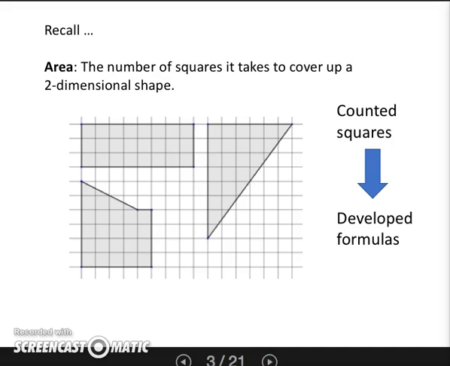Recall when we introduced the idea of area that we defined area as the number of squares it takes to cover up a two-dimensional shape. And we started by actually just counting squares. And when we counted up all the squares, that was the area of the shape. And eventually we were able to develop some formulas for the area of different special shapes.